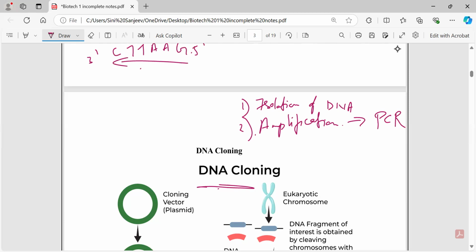PCR is the method called polymerase chain reaction, where when you put one desired gene into that particular machine, it's going to give you hundreds or thousands of copies of the desired gene sequence. That's a reaction, which is polymerase chain reaction. Then what you do is you cleave the DNA.